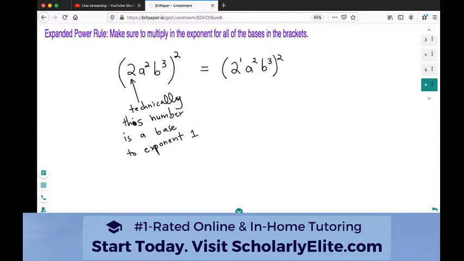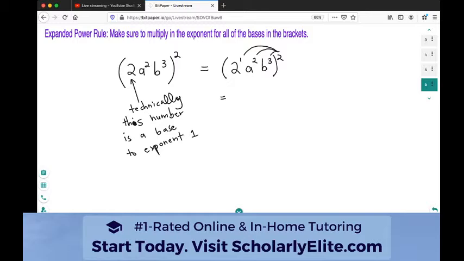All of that to the power of 2. So just like in our last rule, we need to remember that when we multiply in the exponent that's on the outside, we multiply it into each base separately. So it's going to be multiplied like this. And let's show how we would actually demonstrate that.